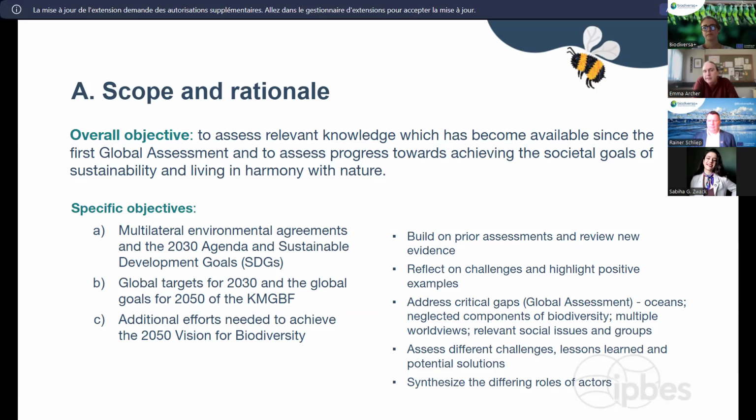So not just building on the first global assessment, but also on other prior assessments, looking at new evidence, looking at challenges, but also trying to highlight positive examples and key lessons. Very important, looking at critical gaps. So oceans, components of biodiversity that have been neglected, looking at multiple worldviews, and I'll talk more about that in a moment, and then also relevant social issues and groups. And looking at different challenges, but also focusing on lessons learned and potential solutions. We've had a significant discussion about trying to take a constructive approach. And last of all, synthesizing the differing roles of actors. Next slide, please.